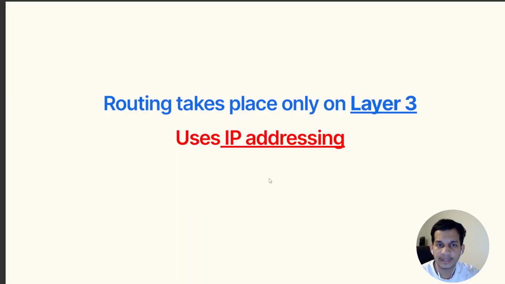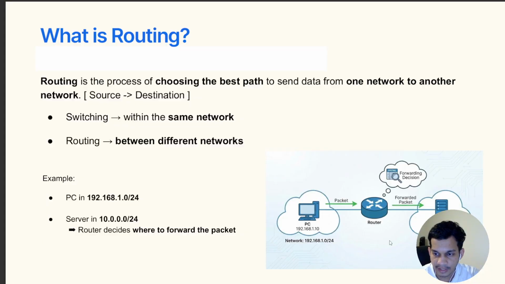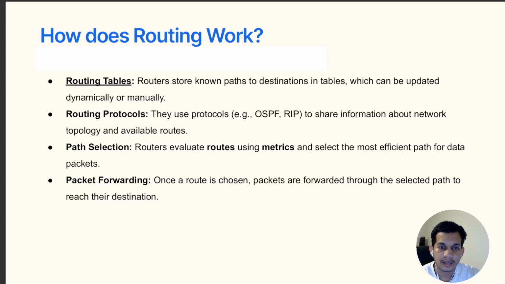Let's go deeper. Routing takes place only on layer 3, that is, using IP addresses. I hope you recall from the video on routers versus switches, where I specifically mentioned the difference table. So routing is done only between different networks or subnets, as you can see here. Now let's see how routing works.